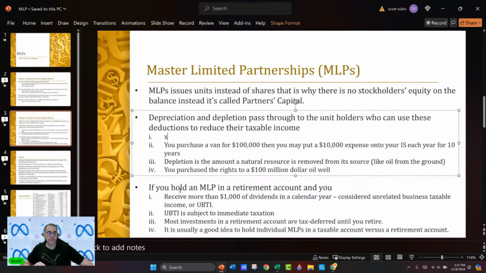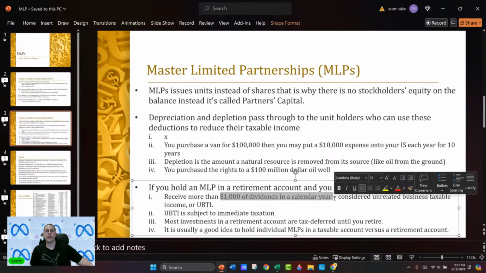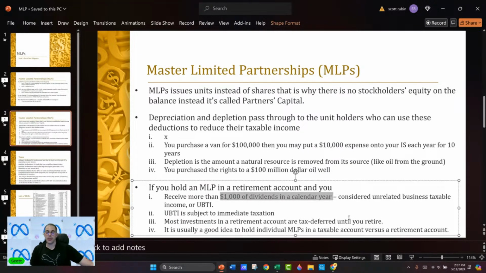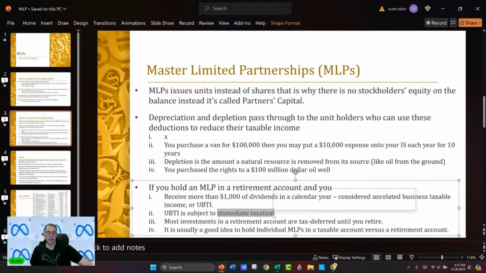Okay. So if you hold an MLP in retirement, which is probably not a good idea to do, you may have to pay taxes before you sell it. So if you receive $1,000 of dividends in that MLP investment, that's considered UBTI, unrelated business taxable income. So you have to pay taxes right away. It's subject to immediate taxation. So that's why it's not usually a good idea.